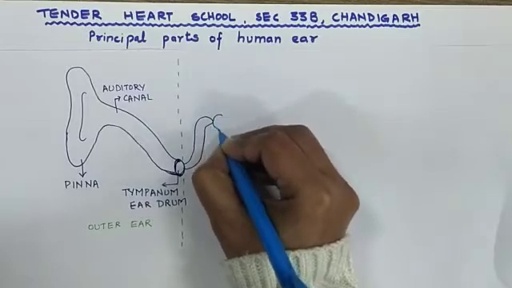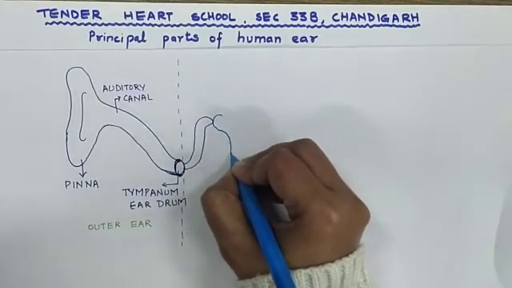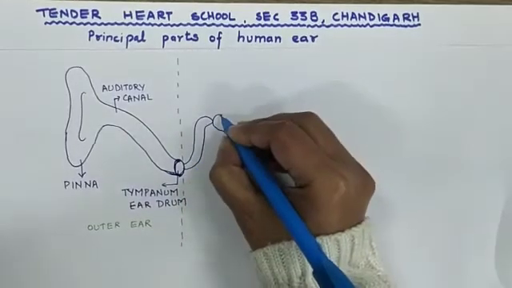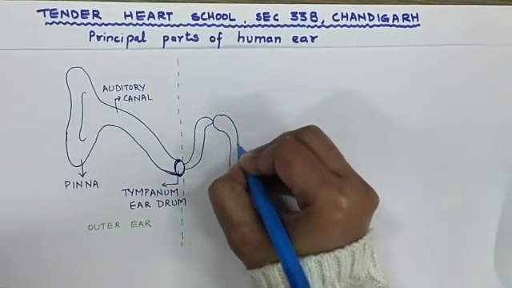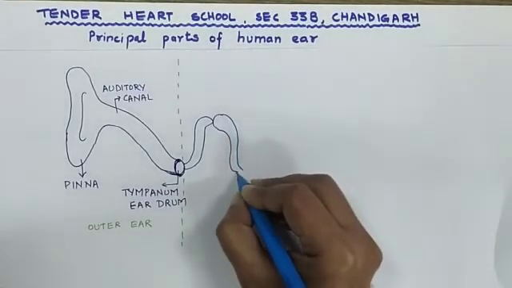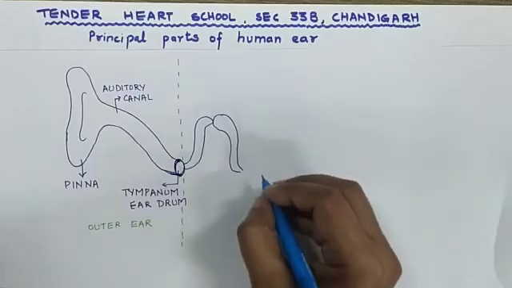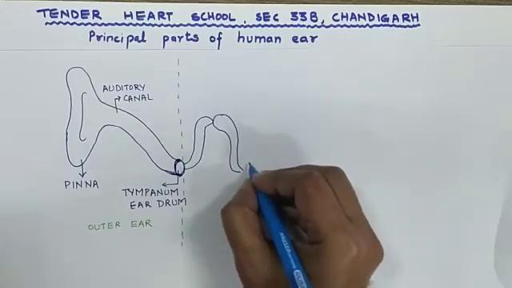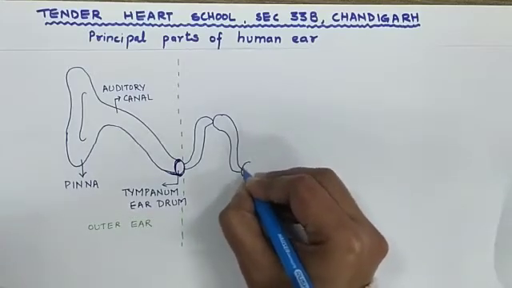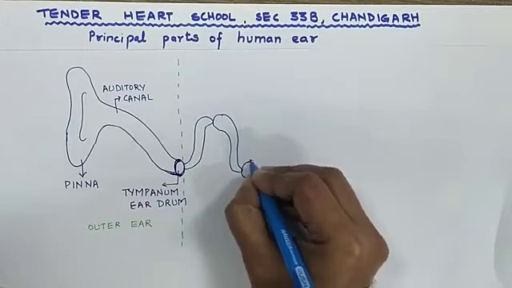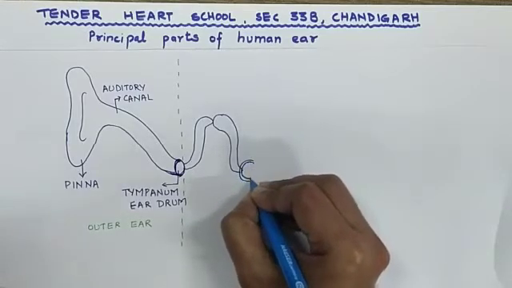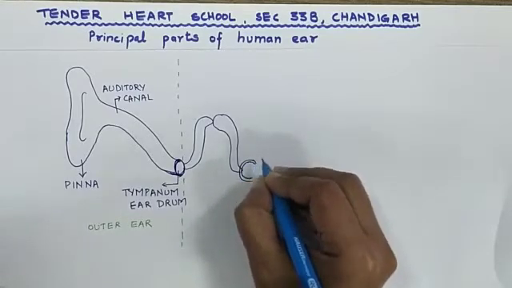The second bone we have is the incus. Incus makes a connection with the malleus. This is the second bone, incus. And then the second bone is connected with the third bone, which is the stirrup. So this is the stirrup or stapes.